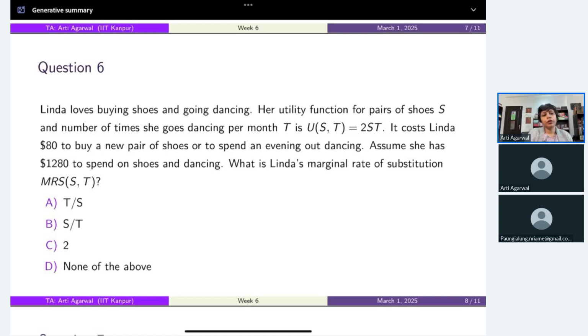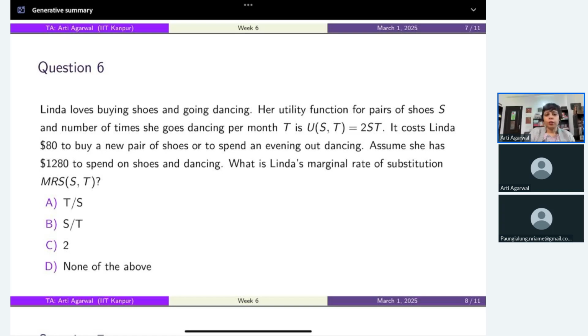Okay, so we are given that Linda loves buying shoes and going dancing. Her utility function for pairs of shoes, S, and number of times she goes dancing per month, T, is U(S, T) = 2ST.